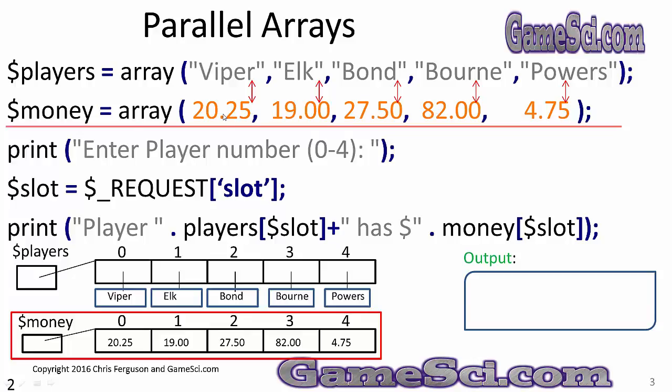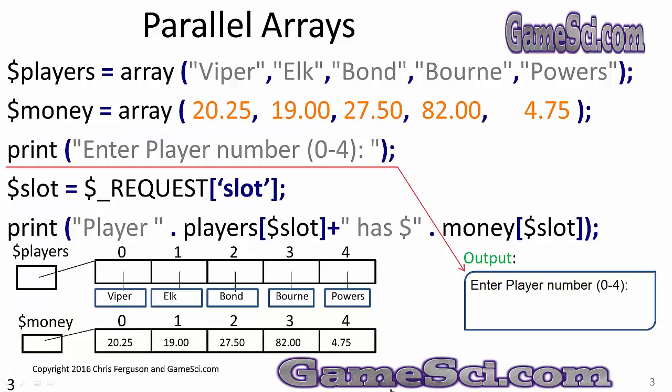Each slot in the lower array corresponds to a slot in the upper array. There's my money array next to it, and I drew it so they aligned with each other so we can easily see how parallel arrays work.